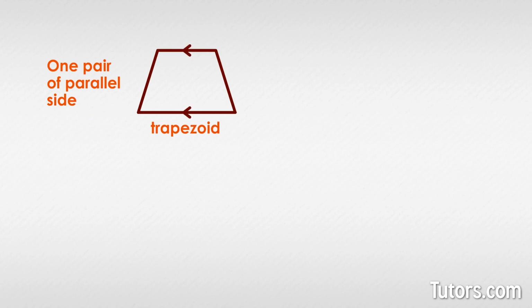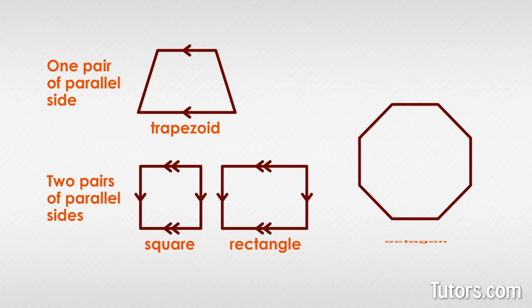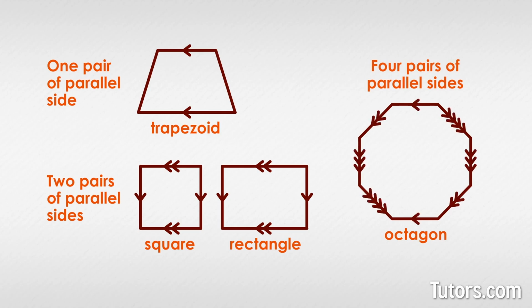Polygons with parallel sides could have one pair of parallel sides like this trapezoid, or the polygon could have two pairs of parallel sides, like this square and rectangle, or this regular octagon shows that you could have four pairs of parallel sides. Every regular polygon with an even number of sides will have pairs of parallel sides.